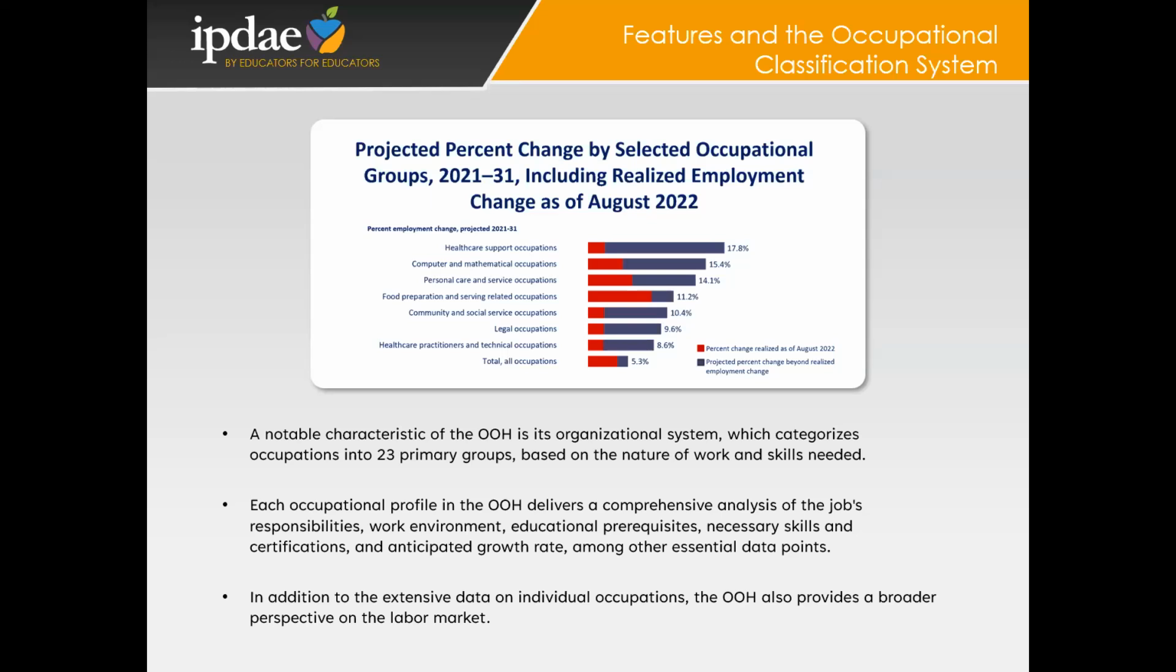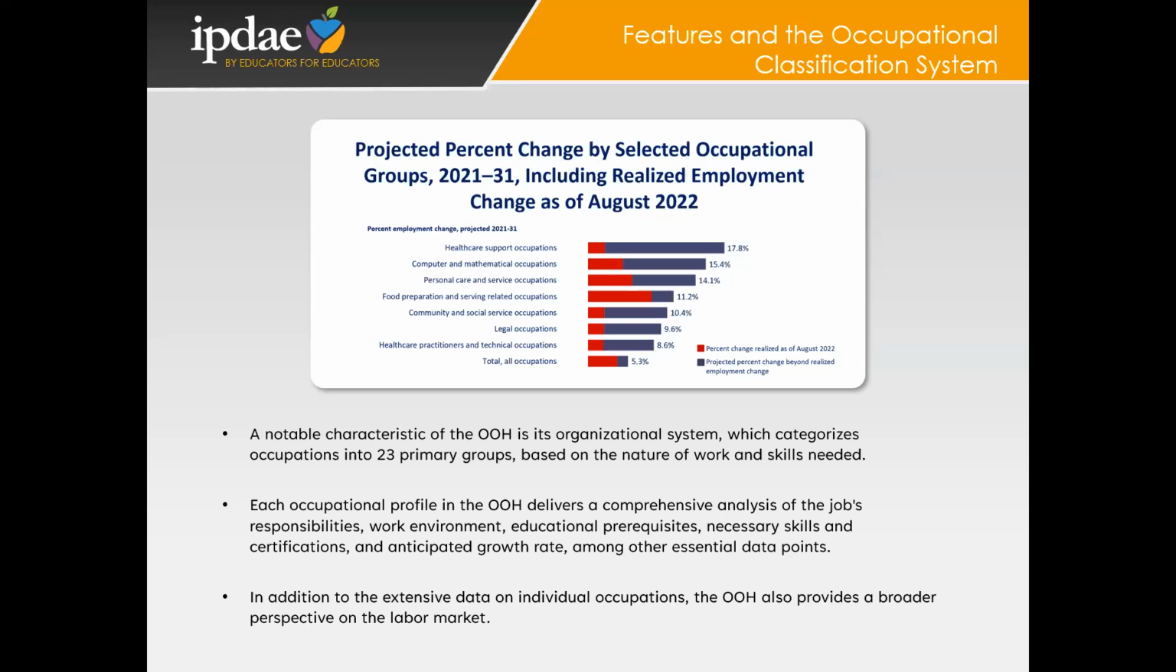Each occupational profile in the Occupational Outlook Handbook delivers a comprehensive analysis of the job's responsibilities, work environment, educational prerequisites, necessary skills, and certifications, as well as anticipated growth rate and other essential data points.